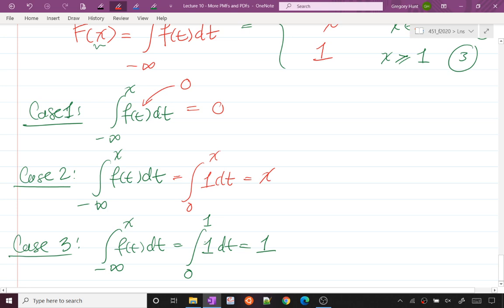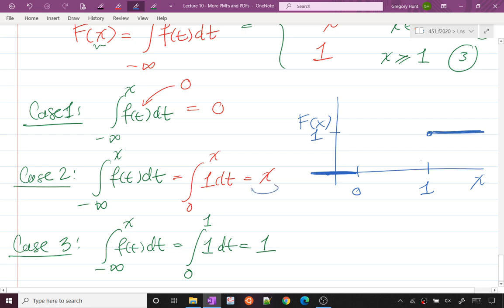So I get 1. We can make a little plot of this picture. Here's my CDF. 0, 1. If I'm below 0, it's at 0. If I'm at 1, it's 1. And if I'm between there, it has a slope of x. So it's just going to connect them, just like that.